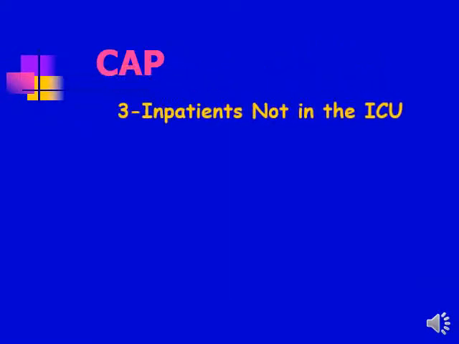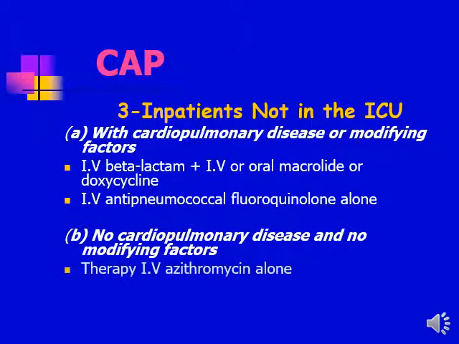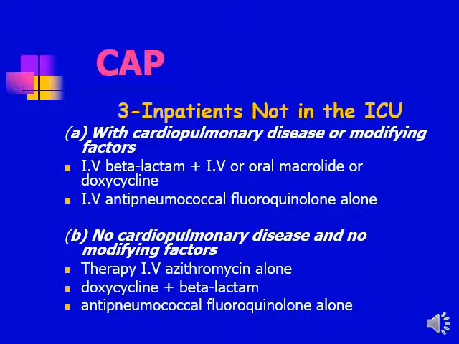If the patient is an inpatient but not in ICU, I will give the treatment in the form of IV, since the patient is in the hospital. If the patient has cardiovascular diseases or a modifying factor, I will give a beta-lactam plus a macrolide, or I can give an antipneumococcal fluoroquinolone. So the decision depends on where I am taking the medication, at home or as an inpatient, which means in hospital, and on my condition: is there a severe condition or not, do I have underlying disease or not. This will guide my decision for the treatment.